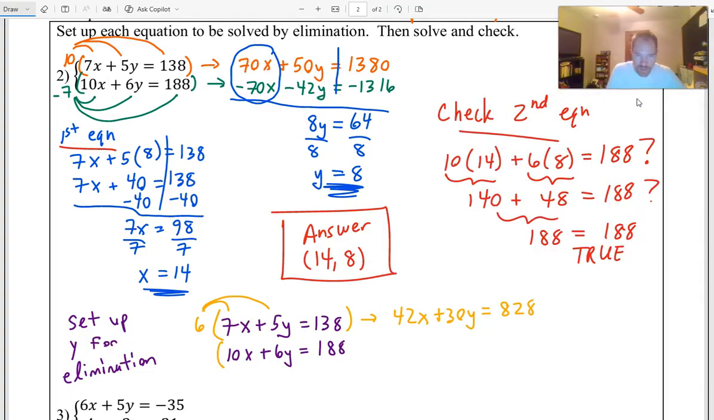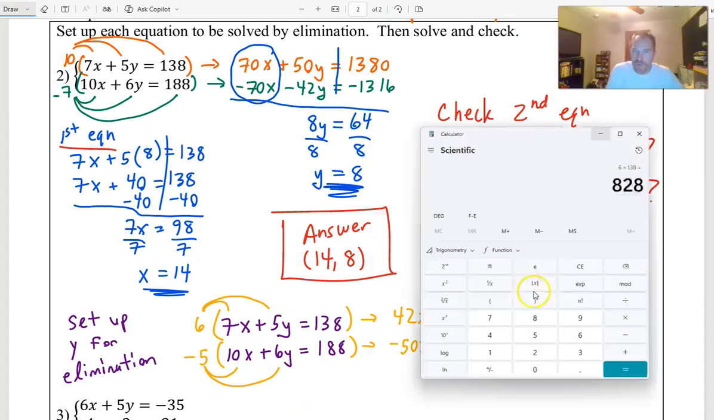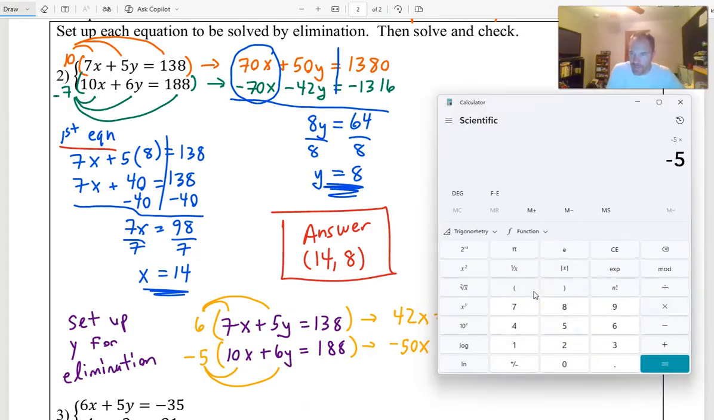But then I would also have to modify or manipulate the second equation. Multiply by 5. Ooh, but remember, we want opposites. So right now, this is heading for 50x. This would be plus 30y. I go, no, I want a minus 30y. So all I've got to do is make that a negative 5. That'll make that negative 50x. Negative 5 times 6y is negative 30y. And then negative 5 times 188, whatever that comes out to. Negative 5 times 188, negative 940.